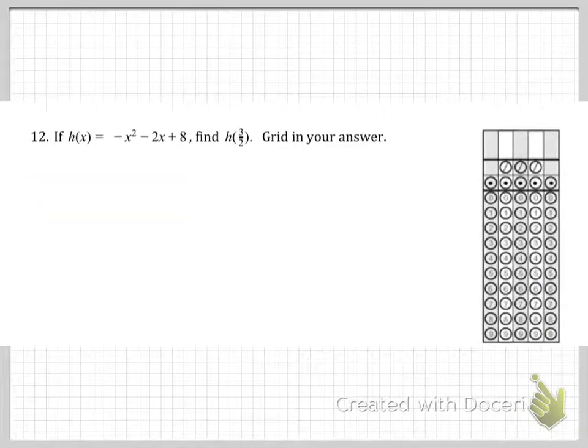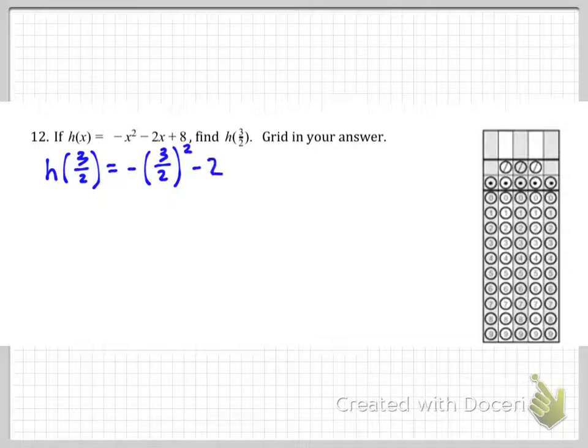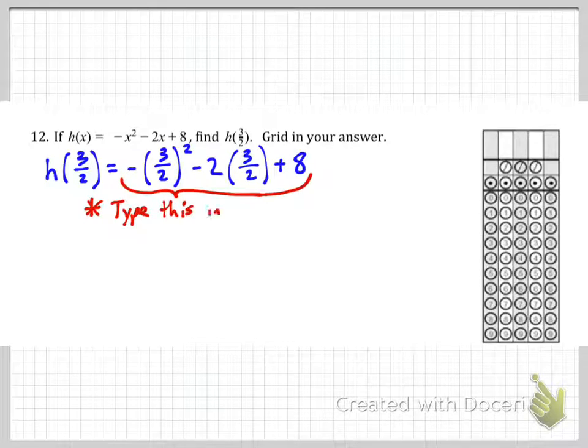Let's do number 12. If h of x equals negative x squared minus 2x plus 8, find h of 3 halves. Before you panic, here's what I want you to do. You see this, how I plugged in 3 halves for x? Everywhere I saw an x, I plugged in 3 halves. You can type this in the calculator. In fact, go ahead and practice typing that into your calculator.